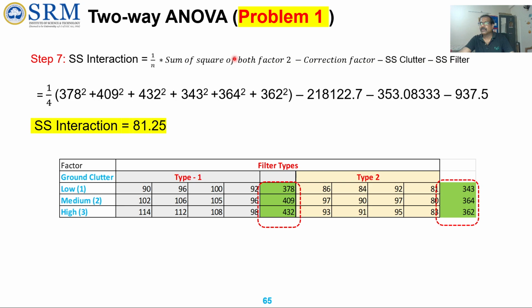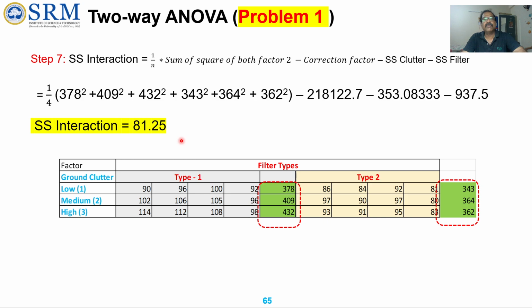1 by 4. Why? Because 4 observations. 1 by n into the sums of squares of both factors, minus correction factor, minus culture, minus filter. By doing all these things, we can get the SS interaction. So we have all the SS values: interaction, culture, factor 1, factor 2, total, and degrees of freedom. So what are all the values needed for the table? We already found them, so just make the table.